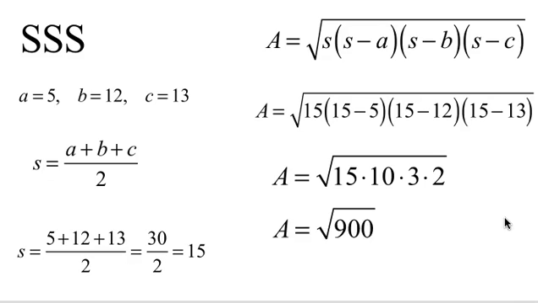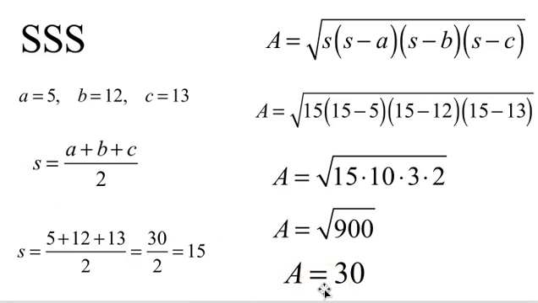Multiplying that, we get the area is the square root of 900. What times itself is 900? And the answer is 30. 30 square inches, square feet, square meters, whatever our units are, the area would be 30 square units.